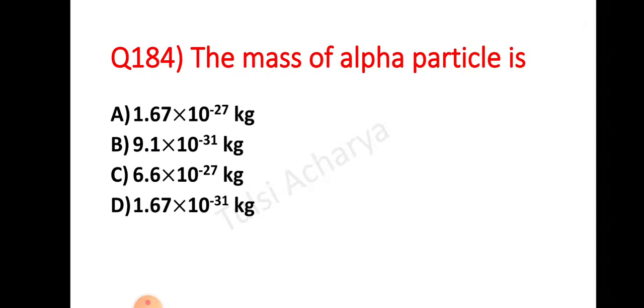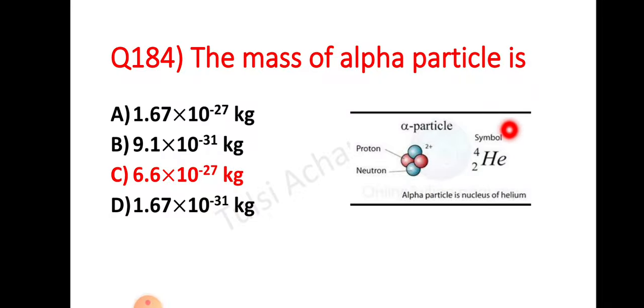Now let's move to question number 184. Mass of alpha particle is. We know this is the symbol of alpha particle. Its mass number is 4, so its mass will be 4 times the mass of proton, and we know that mass of proton is 1.67 into 10 to the minus 27 kg. If we multiply this by 4, our answer will be 6.6 into 10 to the minus 27 kg. That is option choice C.